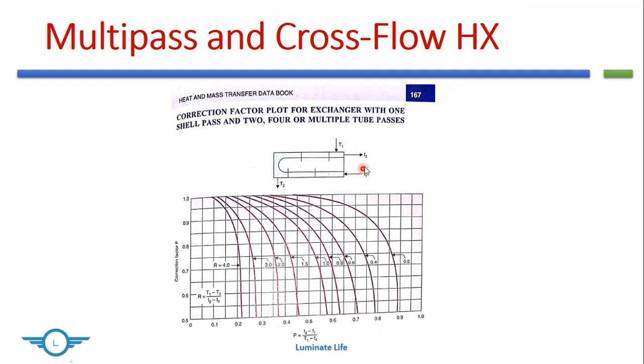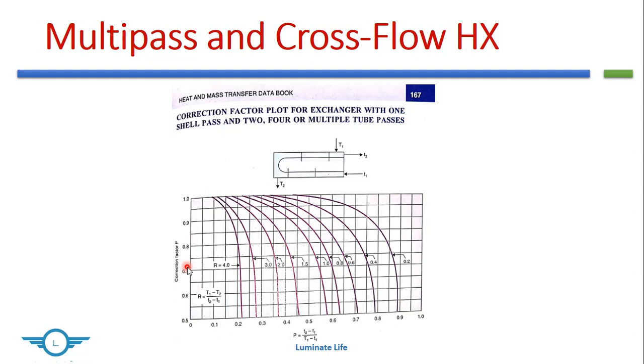So here you can see designations given. Small t represents tube pass, capital T represents shell pass. So we have found two factors. P is on the x-axis and you can see curves for R values. Once we know these two data, we can interpolate the value of correction factor from the data book itself.